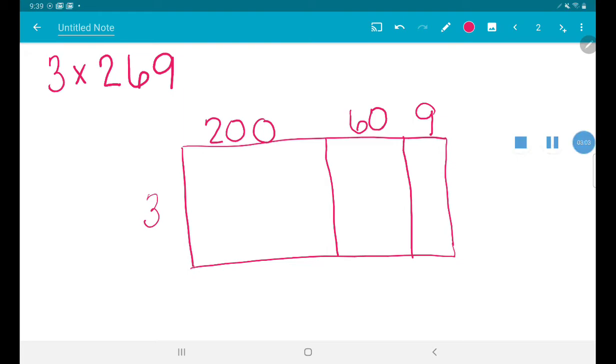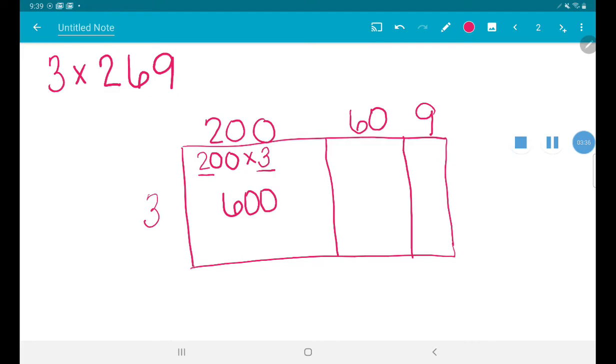So what are we going to do first? 200 times 3. We're going to find the area of this section by multiplying the length of 200 times the width, which is 3. And 200 times 3 equals... What's 2 times 3, Cash? 6. And how many zeros do we have? 2 zeros. So 600.